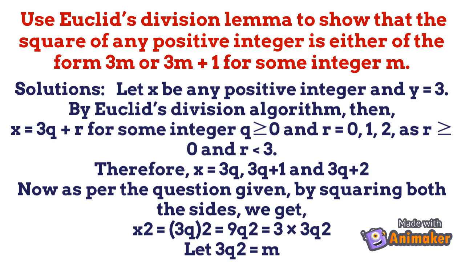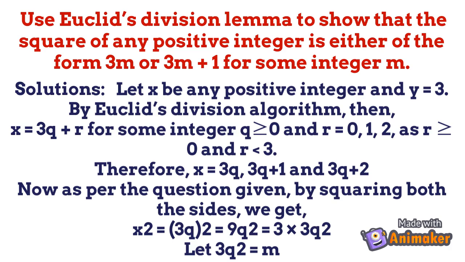Let's see another example. Use Euclid division lemma to show that the square of any positive integer is either of the form 3m or 3m plus 1 for some integer m. We take x as some positive integer and y equals 3. Why did we take y equals 3? Because there are only 3 possible cases to solve these expressions. So we will use the Euclid division algorithm over here. I think you all know the basic formula of Euclid division, and that is bq plus r, where q is greater than or equal to 0 and r is less than b.